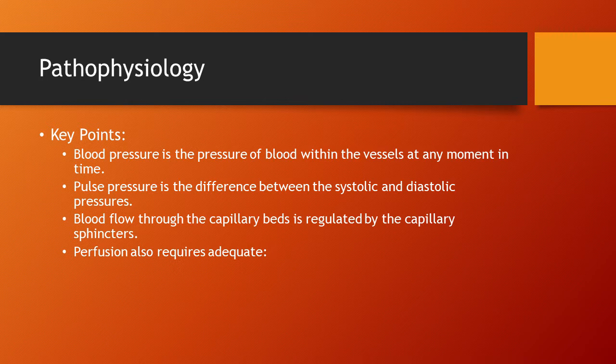The regulation of blood flow is determined by cellular needs. However, perfusion also requires adequate oxygen to exchange in the lungs, nutrients in the form of glucose in the blood, and waste removal, primarily through the lungs.